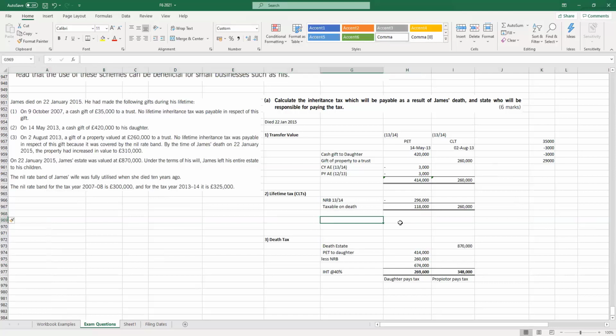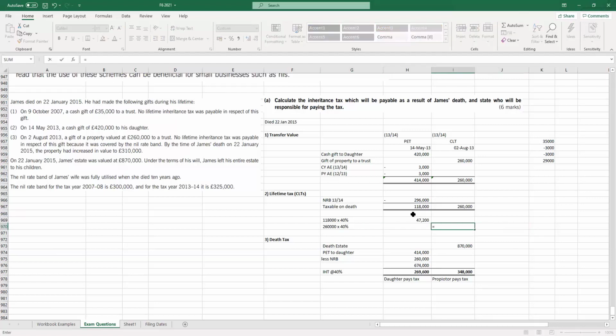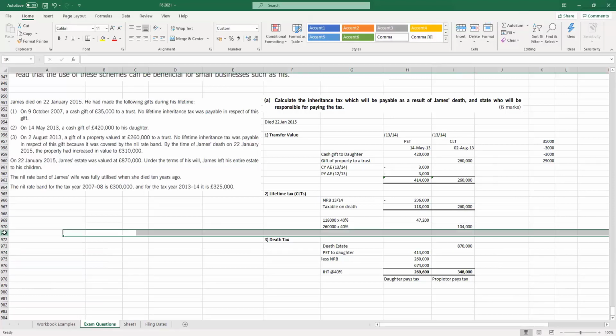So I'd say 118 times 40%. And then I'll say 260 at 4%. Okay, so who's responsible for paying these taxes?